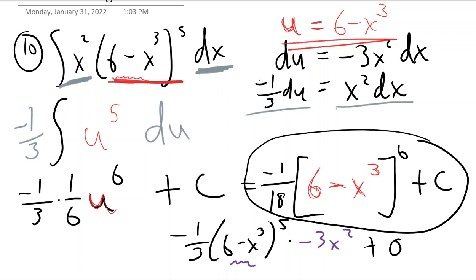And if I reduce this, times negative 3, divide by negative 3, those would be canceled. So I should have an x squared and a 6 minus x cubed to the 5th. So now I am sure this is correct.